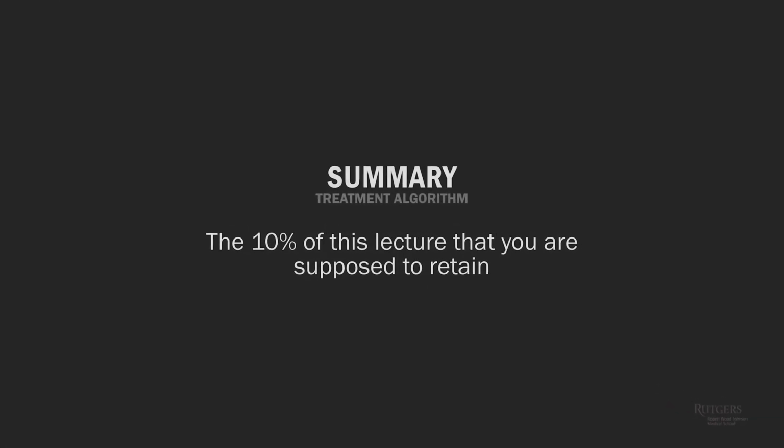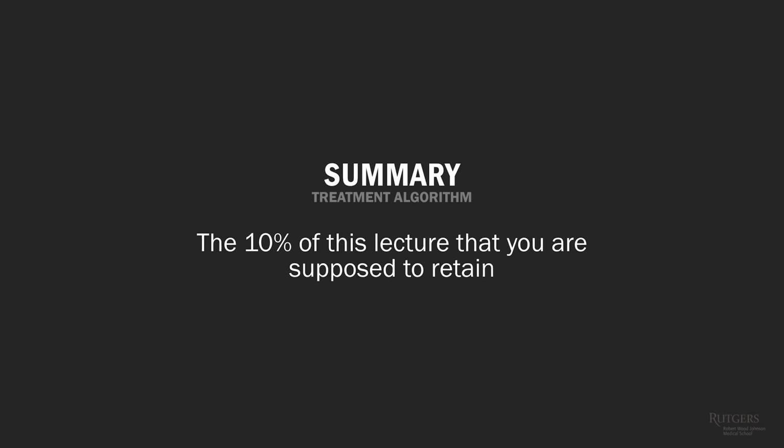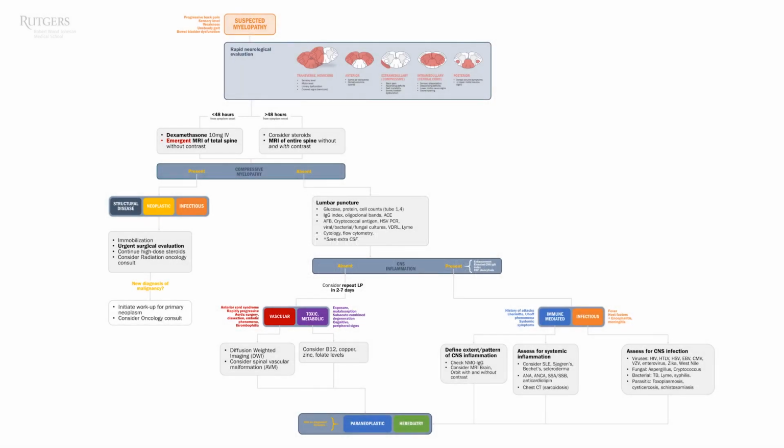Congratulations! You made it to the end of this talk without your brain exploding. That's awesome! So to summarize, let's review the 10% of this talk that you do need to know. This is my favorite part of this whole PowerPoint, algorithm time. First, you suspect spinal cord dysfunction in a patient with progressive back pain, sensory level, weakness of lower or all extremities, unsteady gait, and bowel bladder dysfunction.